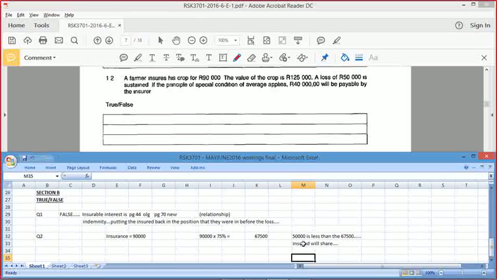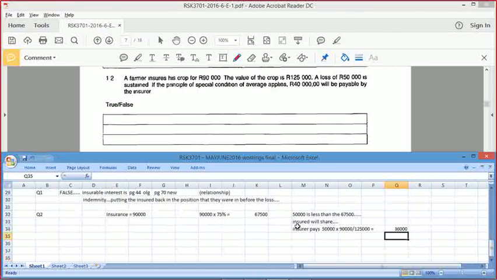So if they share, how much will it be? The insurer pays, so let me write this down. How much is the loss? 50,000 times 90 over 125, because they're only going to pay a portion of it. What is that? 50 times 90 over 125 is... So this is false. It's 36,000.